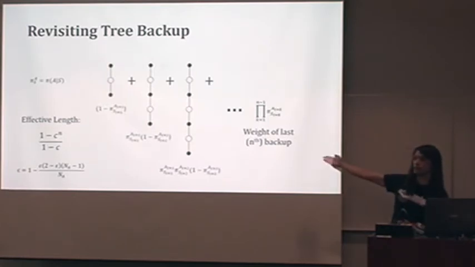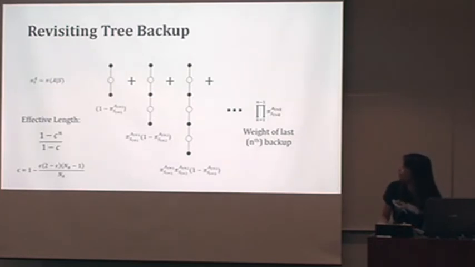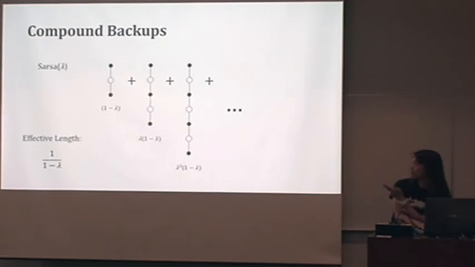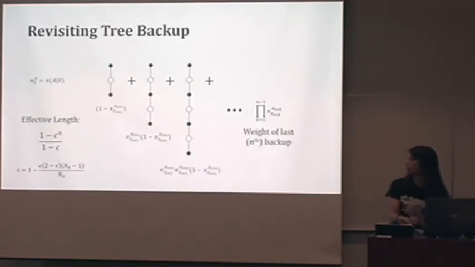Now this looks kind of familiar. You can see that tree backup is like a special case of sparse lambda, where you have action-dependent lambda. So it looks pretty close to this, where you've got a 1 minus pi term, and then as you increase the length, you keep multiplying by another pi. So n-step tree backup in itself is doing a compound backup.